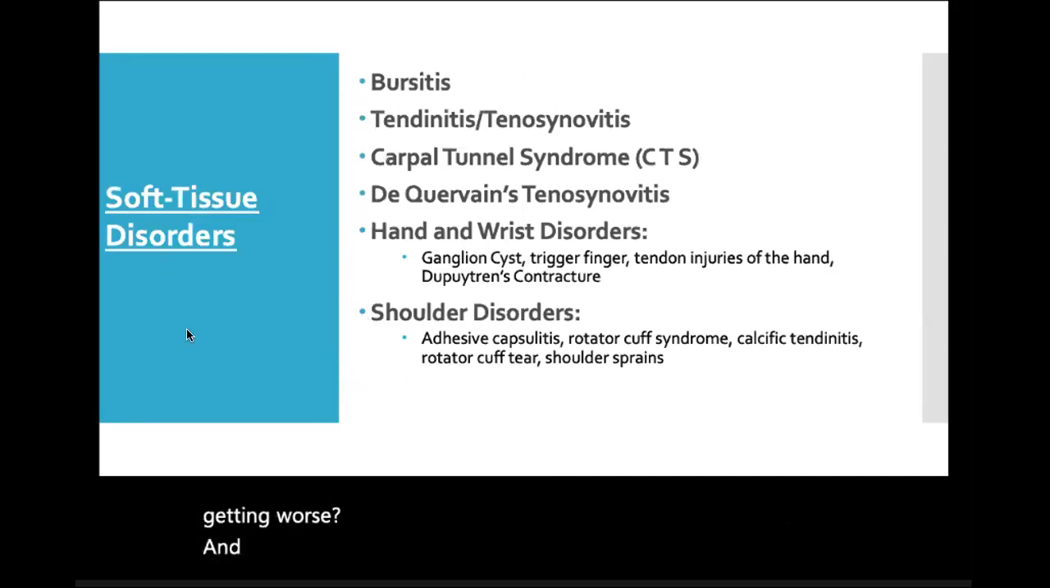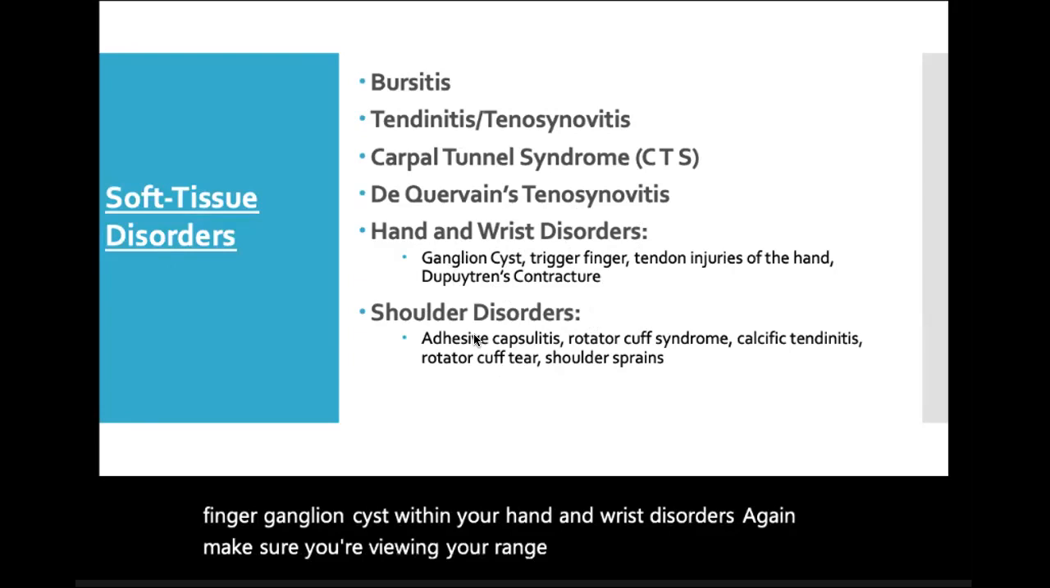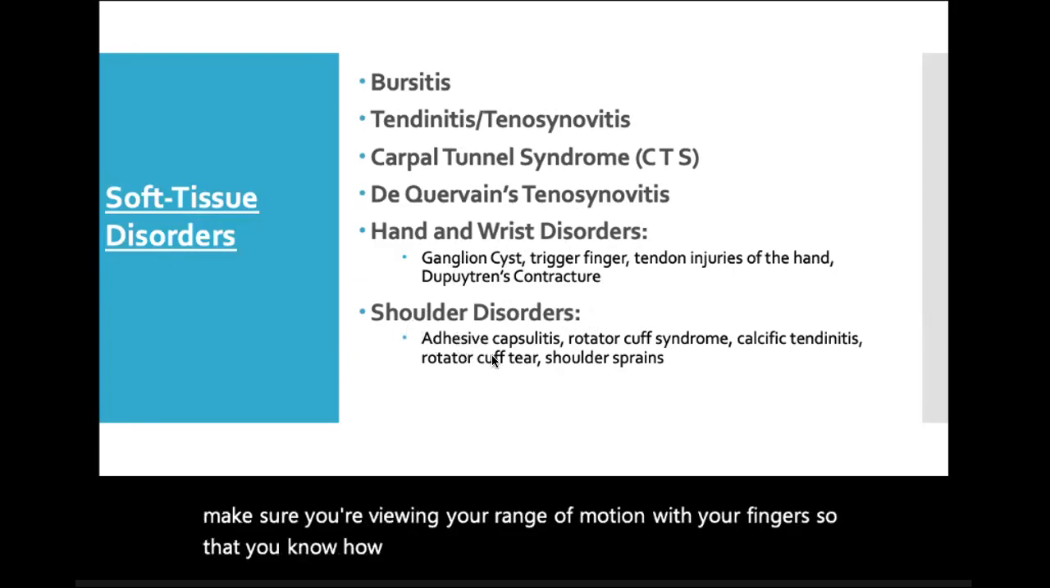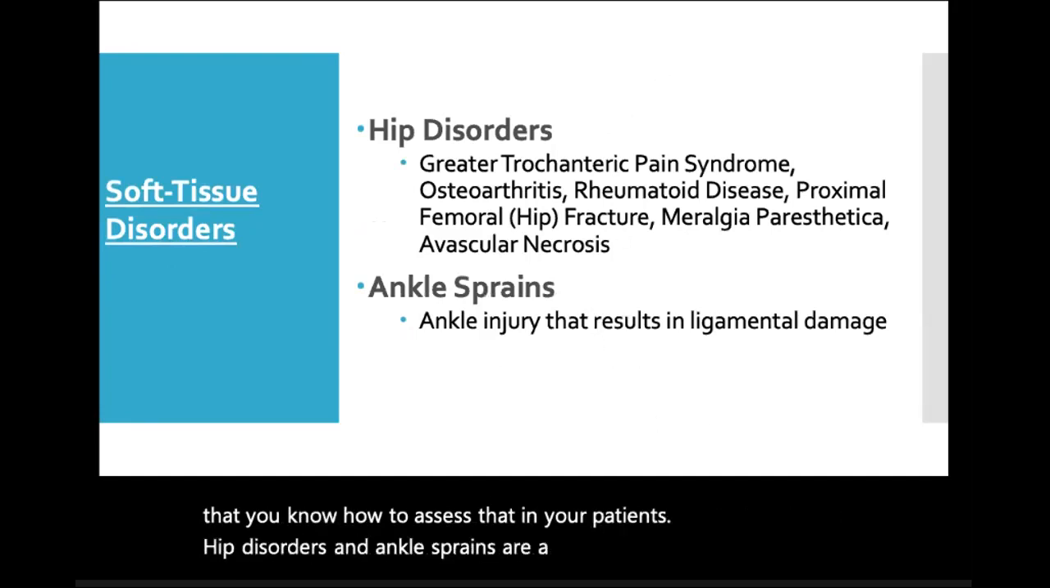Then the book got into your soft tissue disorders, trigger finger, ganglion cysts within your hand and wrist disorders. Again, make sure you're reviewing your range of motion with your fingers so that you know how to assess that in your patients. Hip disorders and ankle sprains are a big thing. Hip pain is discomfort within or around the hip, obviously.